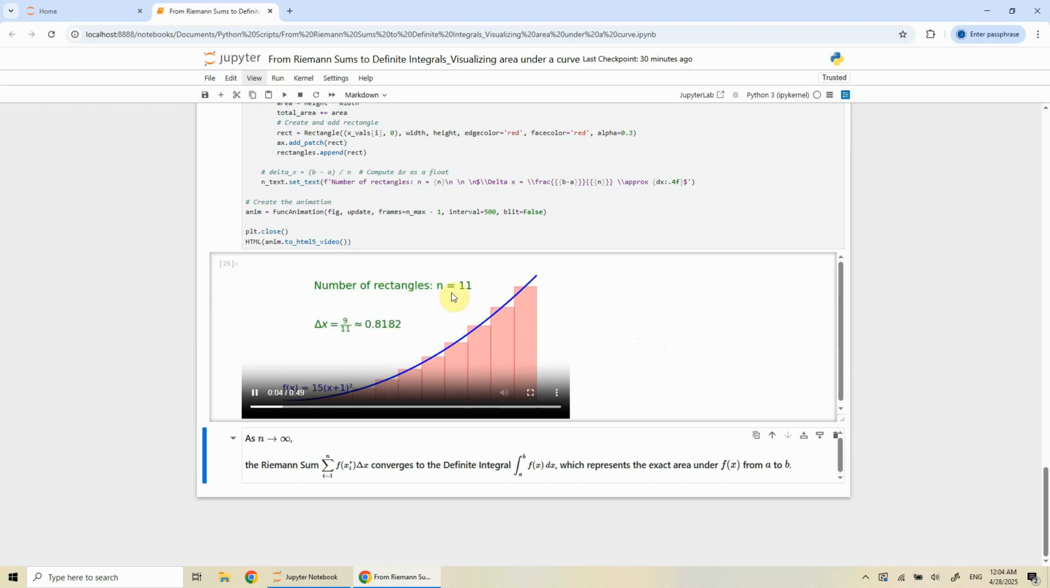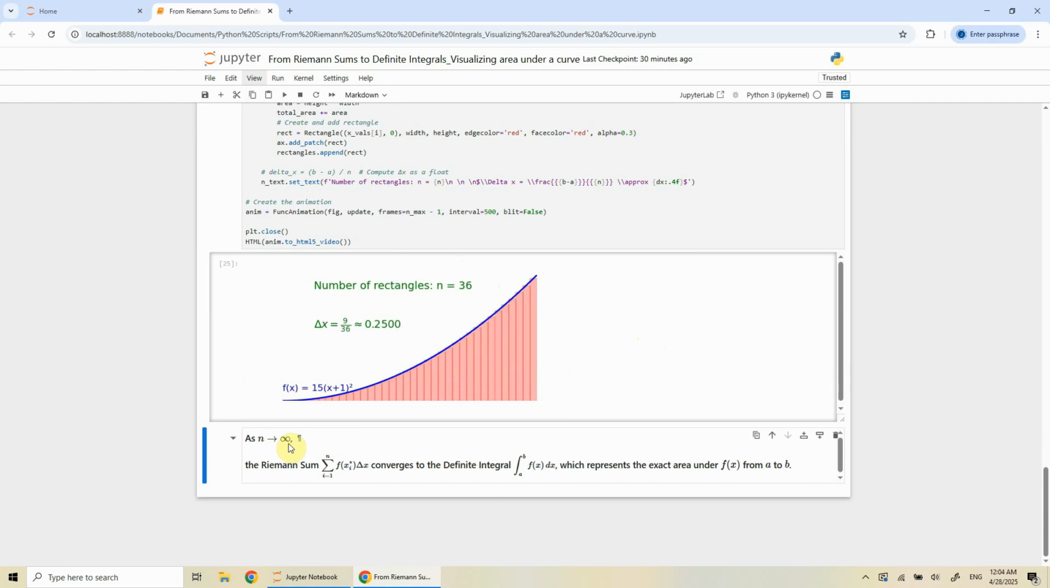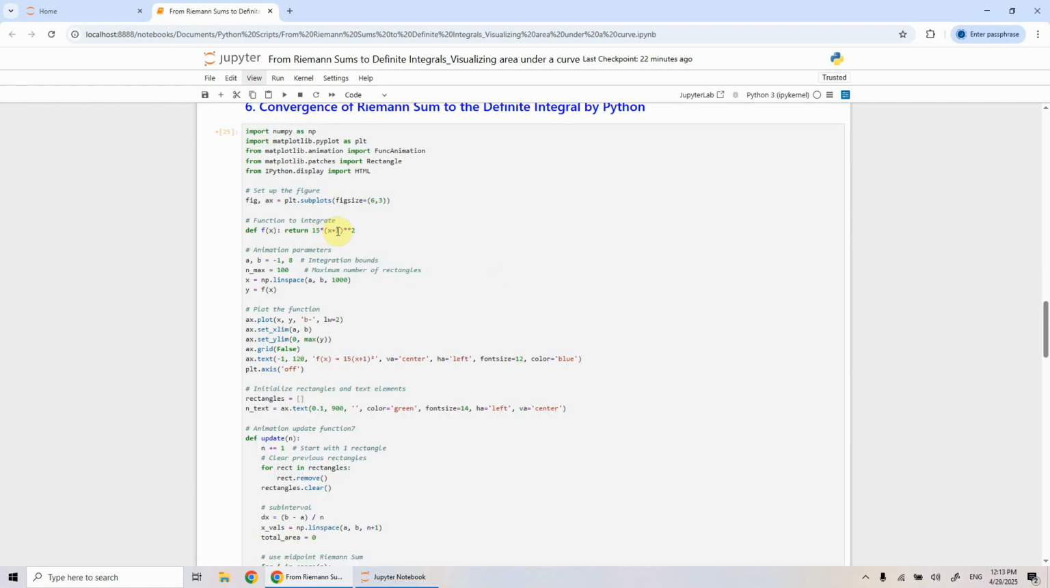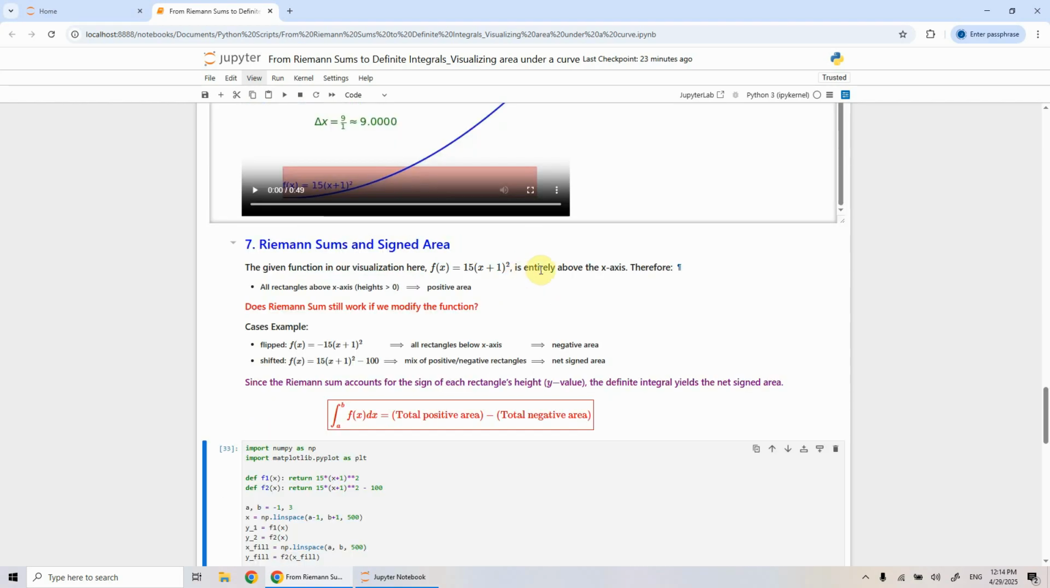As n grows, more rectangles, the total area gets closer to the actual area. As n approaches infinity, the Riemann sum converges to the definite integral. In our example, we use the function 15 times (x plus 1) squared, which is entirely above the x-axis. The area is positive because all the rectangles are above the x-axis.